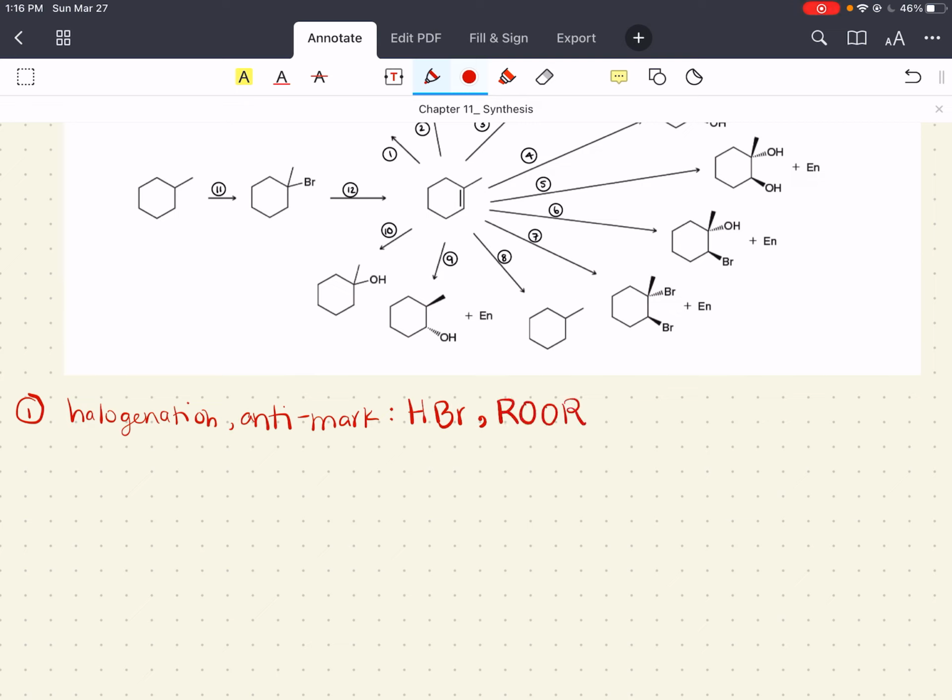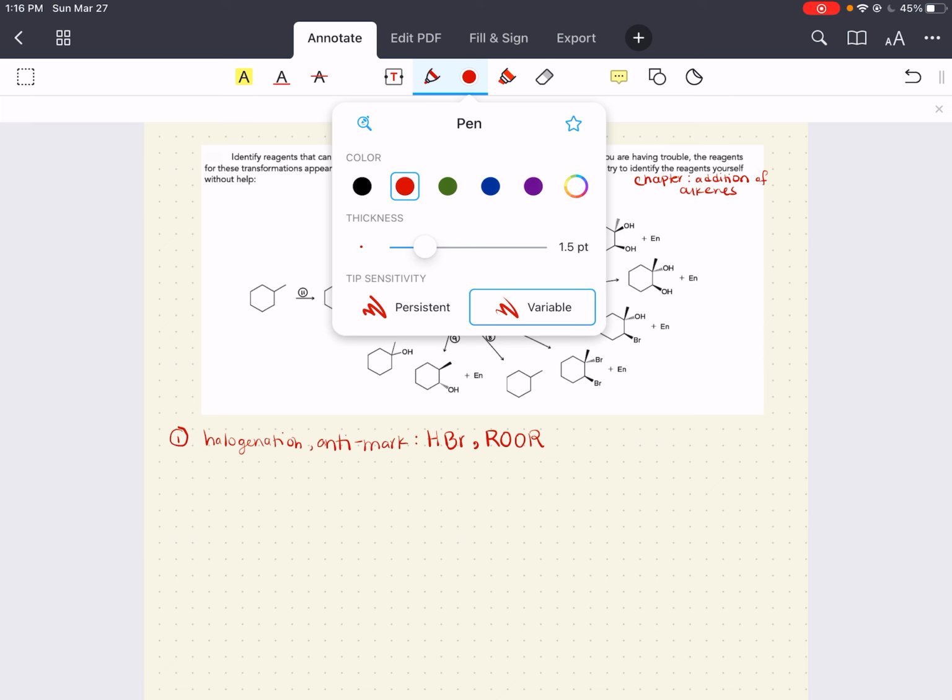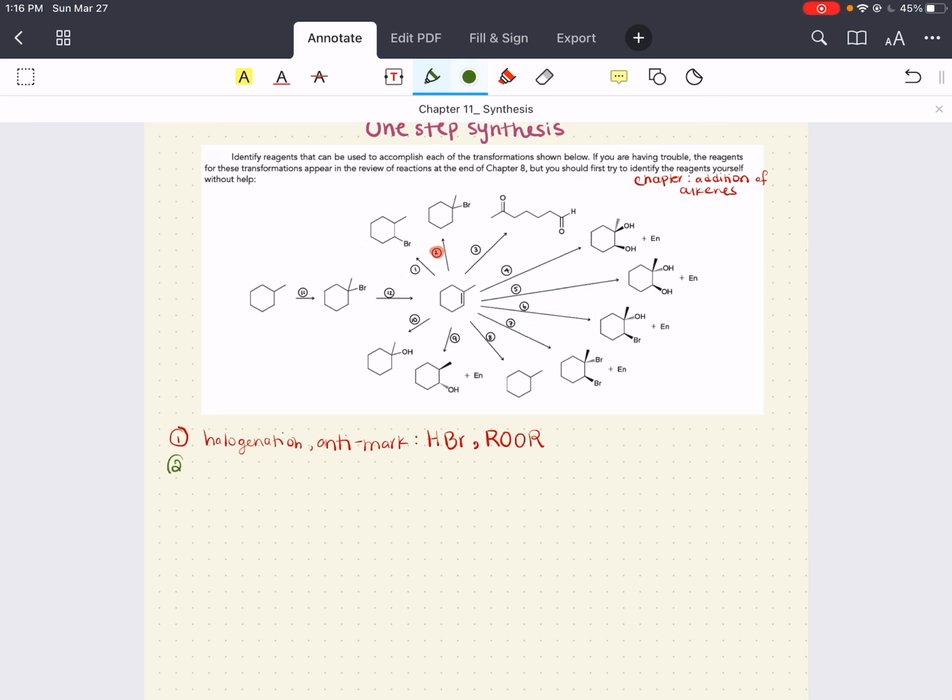Now, if we look at 2, it's also halogenation. We add a hydrogen on one side and a bromine at the other, but this time it's Markovnikov addition. So halogenation, but Markovnikov addition. And so all we need is that HBr, no peroxides. Fantastic. Now, let's look at this third step here.